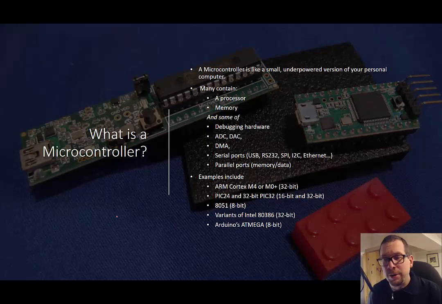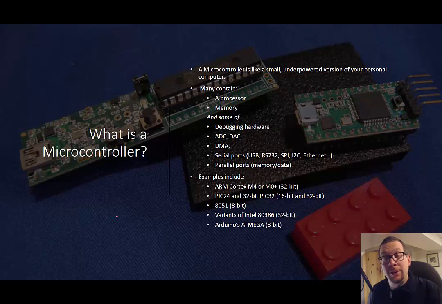So what is a microcontroller? Well, a microcontroller is effectively like an underpowered small version of the chip that's used inside of your personal computer. It contains a processor and it has some memory, but it also has other things like potentially debugging hardware like a BDM or a JTAG or OpenSDA.